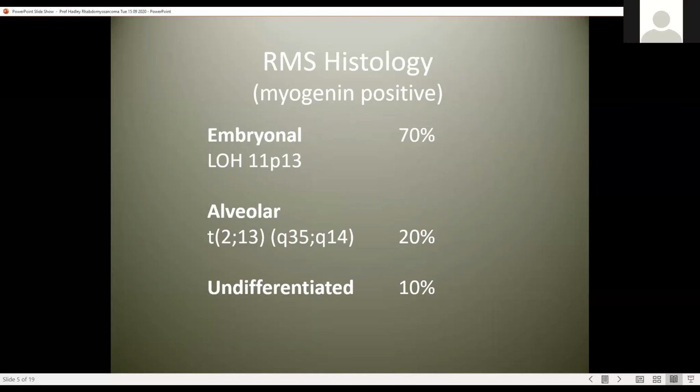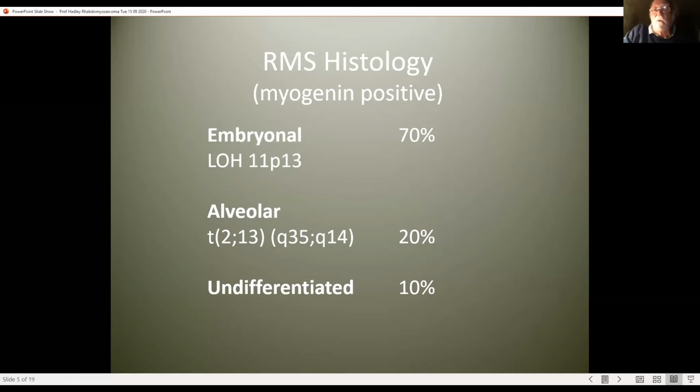Right. Today, what the pathologists look for are cross striations and myogenin positivity. All tumors that have those features will be described as rhabdomyosarcoma. 70% of them will be embryonal with loss of heterozygosity at 11p13, as Dr. Jula described. It's a very busy place, the short arm of chromosome 11. That's where the WT1 gene, the Wilms tumor gene, is situated. It's where the insulin-like growth factor that is responsible for Wiedemann-Beckwith syndrome exists as well.